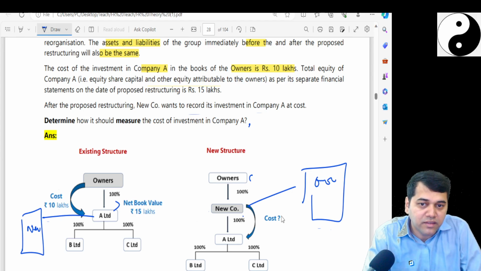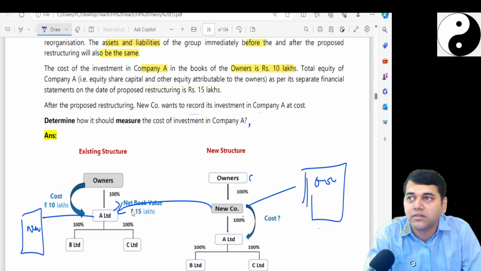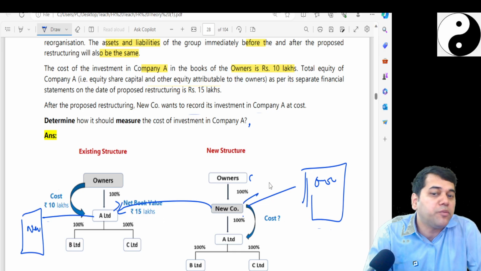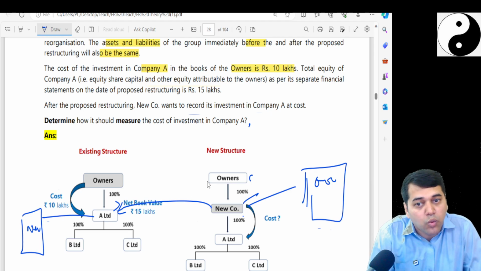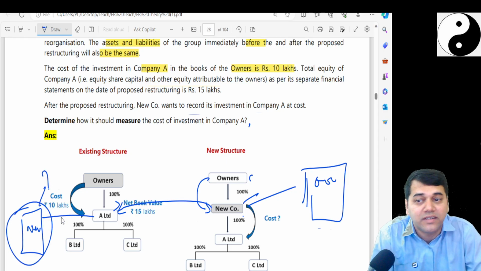Now, when they have got this, they will issue. They have invested in A now. What they have invested? That's the question. And this cost cannot be measured. That's why what the owners gave them, they gave this share. What is the value of this share? 10 lakh or 15 lakhs?